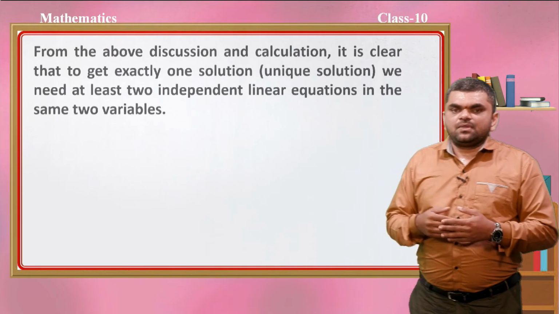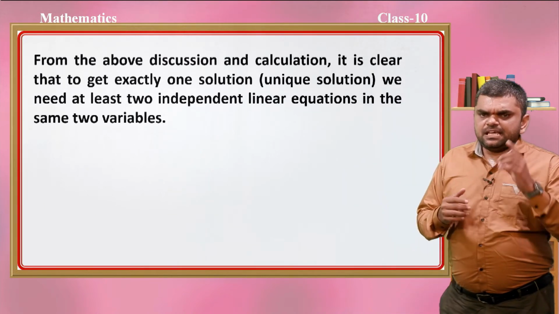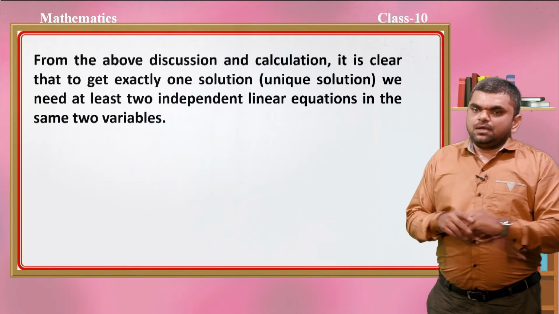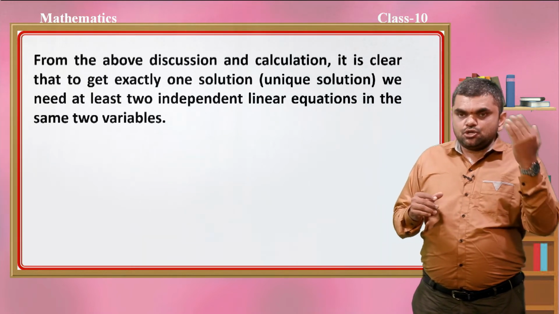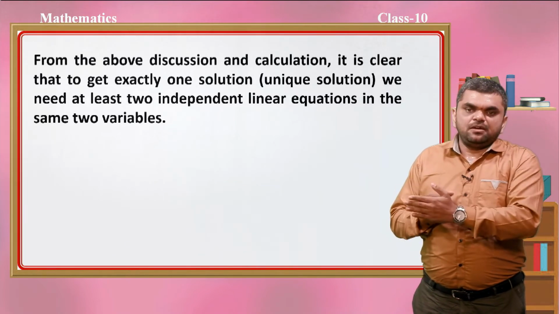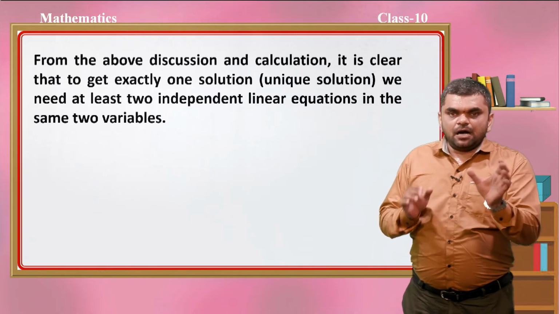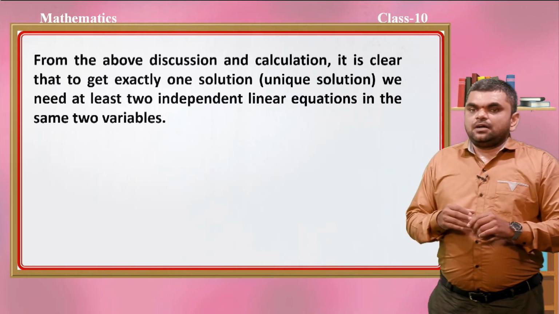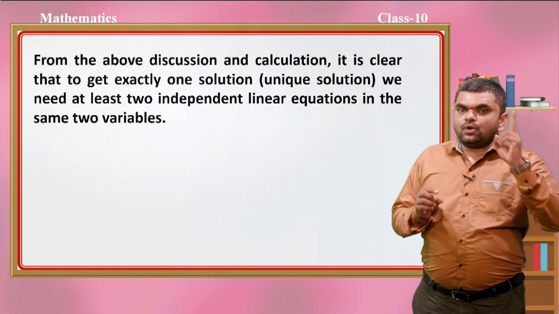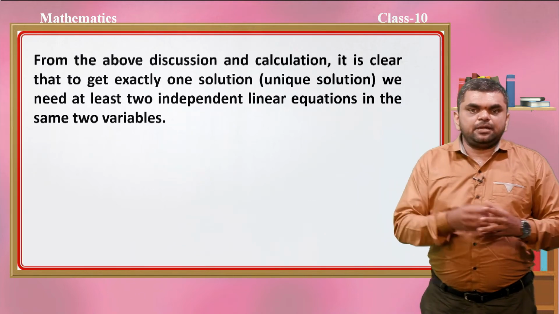From the above discussion or calculation, we can find only one solution here, children. Even though Rubina assumed something, it is not true in the case of Lakshmi. Whereas when we do it in a systematic process, we get one solution. This is called a unique solution. We need at least 2 independent linear equations of the same variables. What is an independent equation?